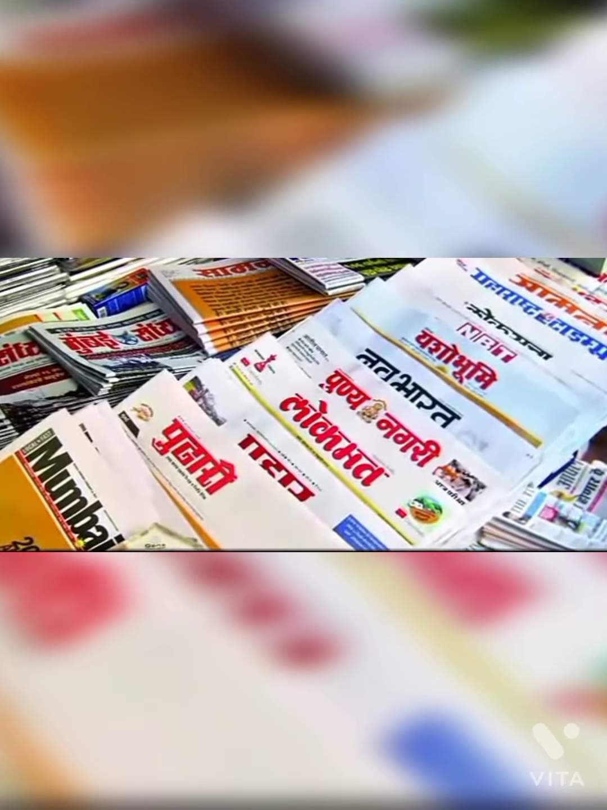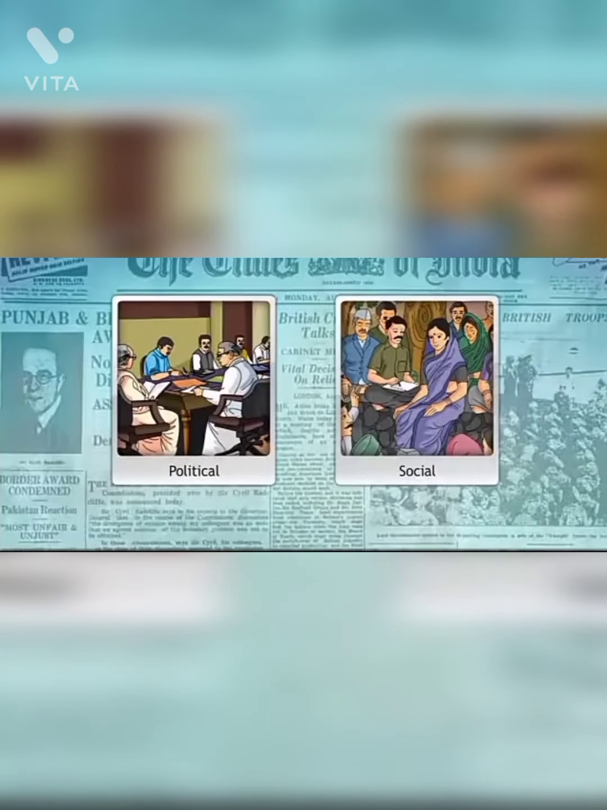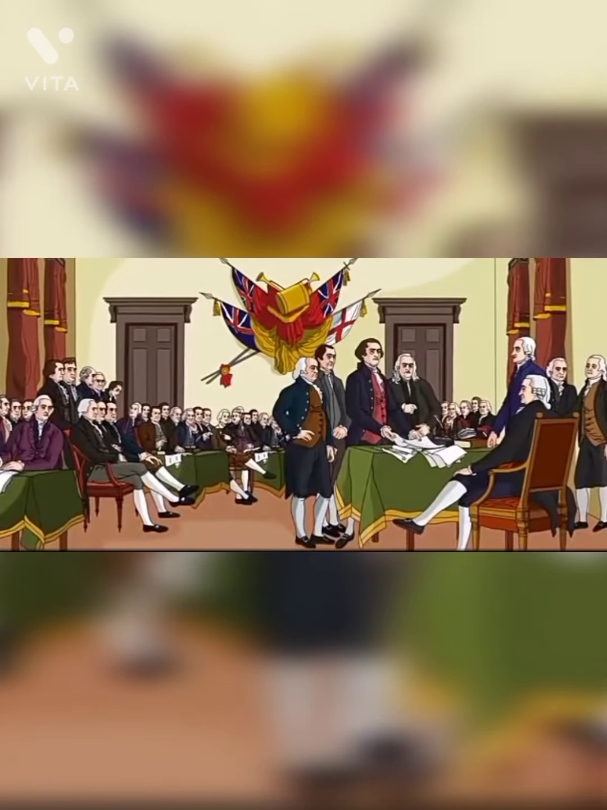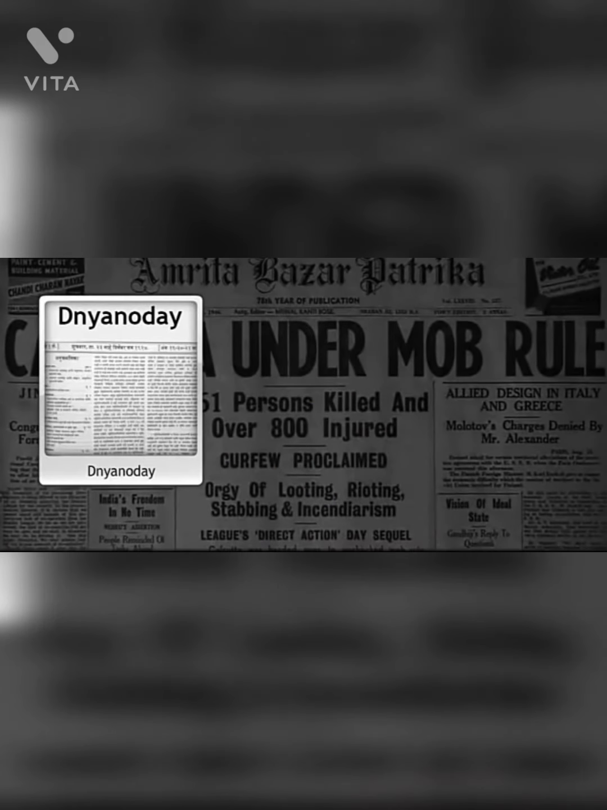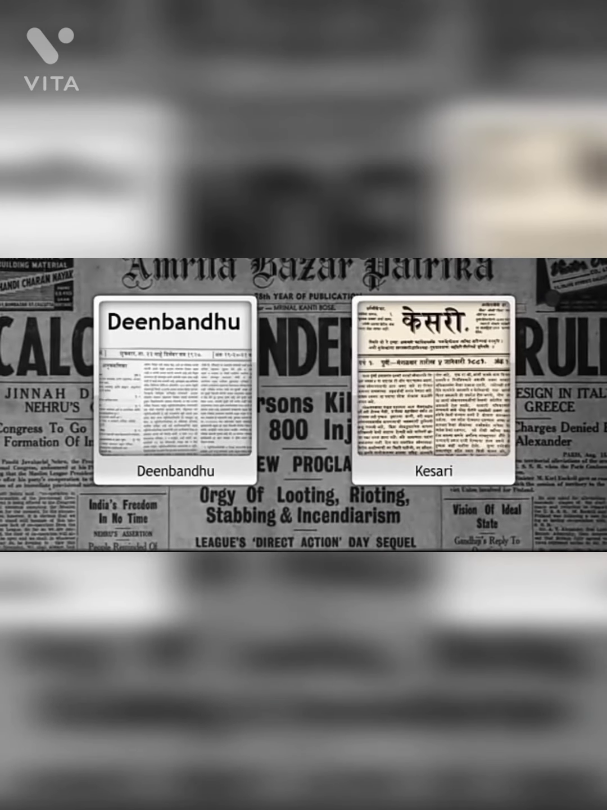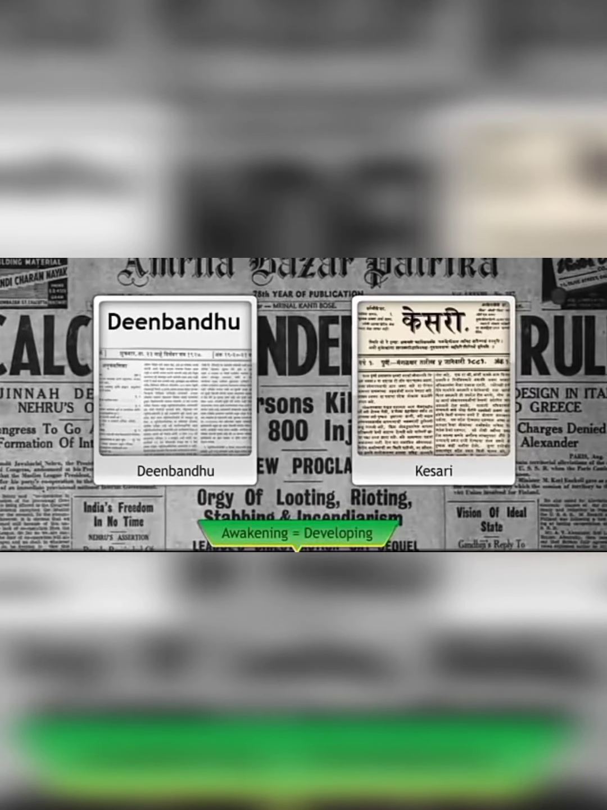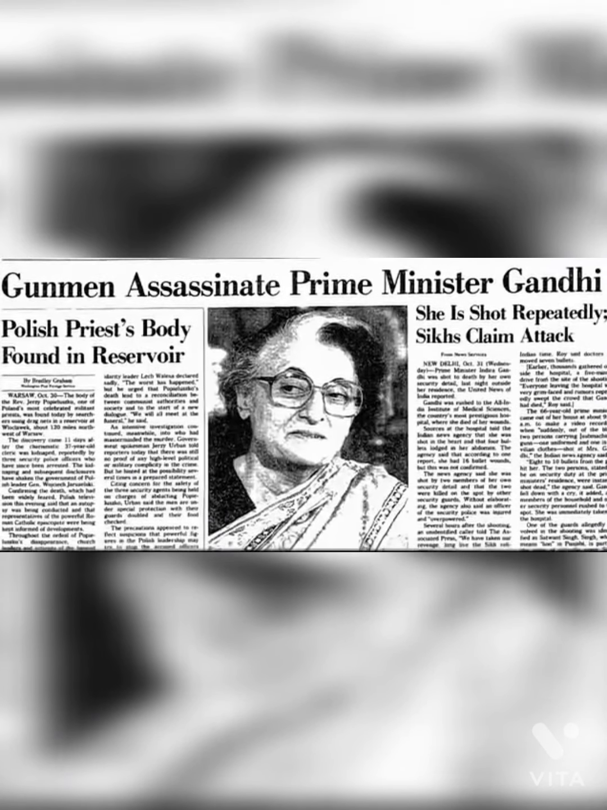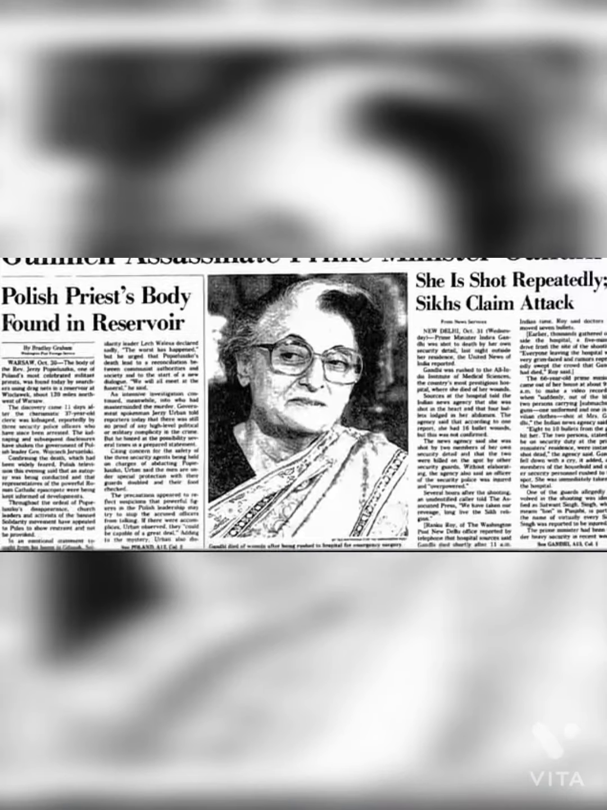Newspapers provide us information about contemporary events. Along with it, detailed analysis of a particular event and views of eminent people, and editorials are also published. We get information about the political, social, economic and cultural happenings of that period. In the pre-independence period, newspapers like Jnanoday, Jnanaprakash, Amrit Bazar Patrika, Deenabandhu, Kesari acted as important sources of awakening the minds of the people. Through newspapers, we can study the British policies regarding India and their effect on India.